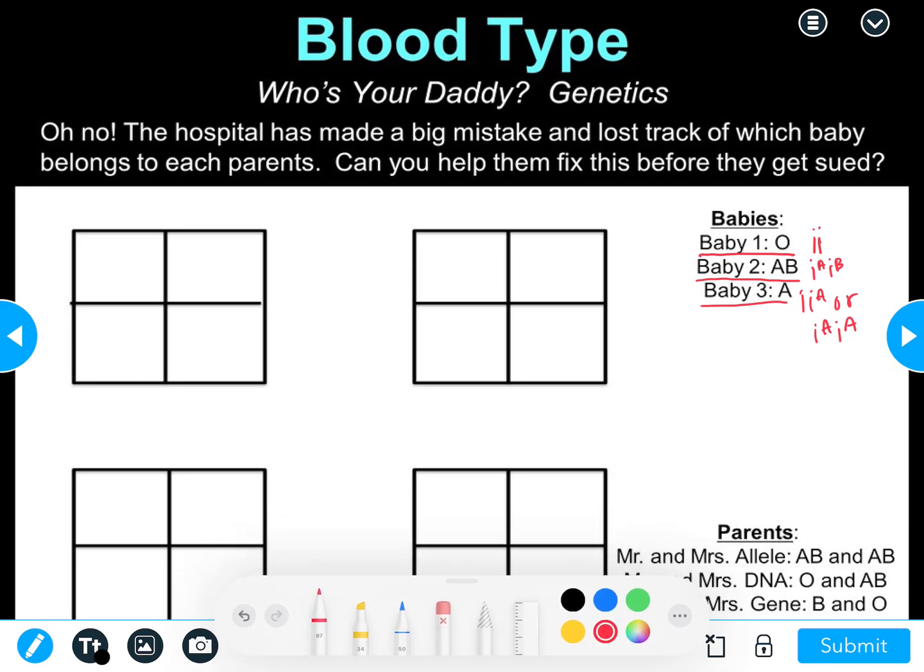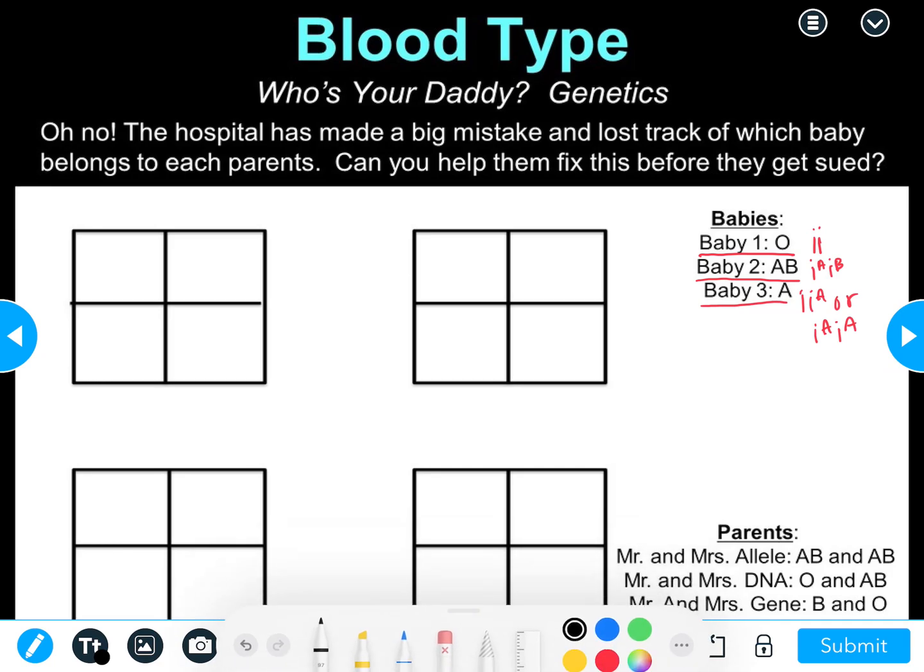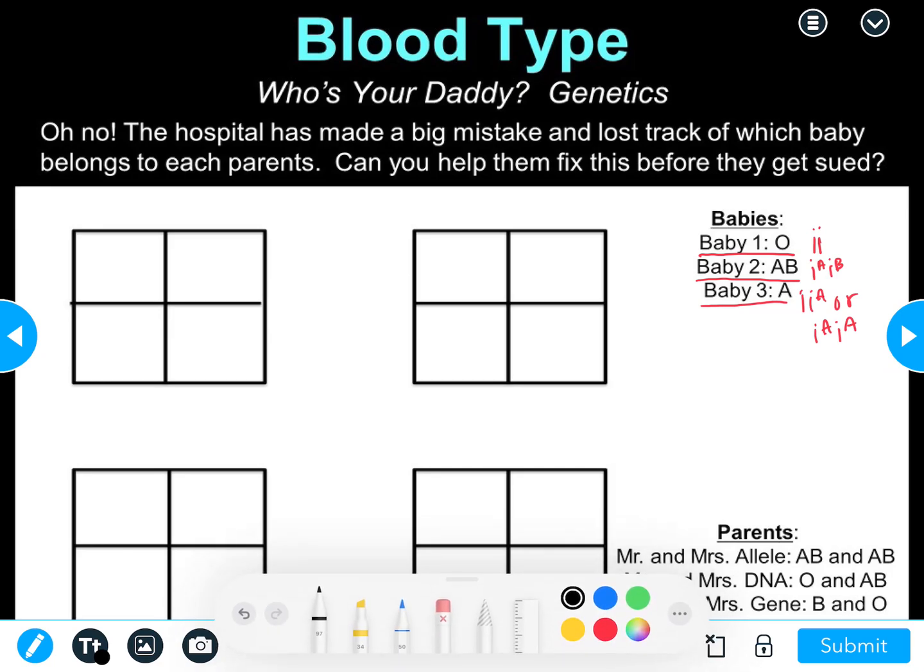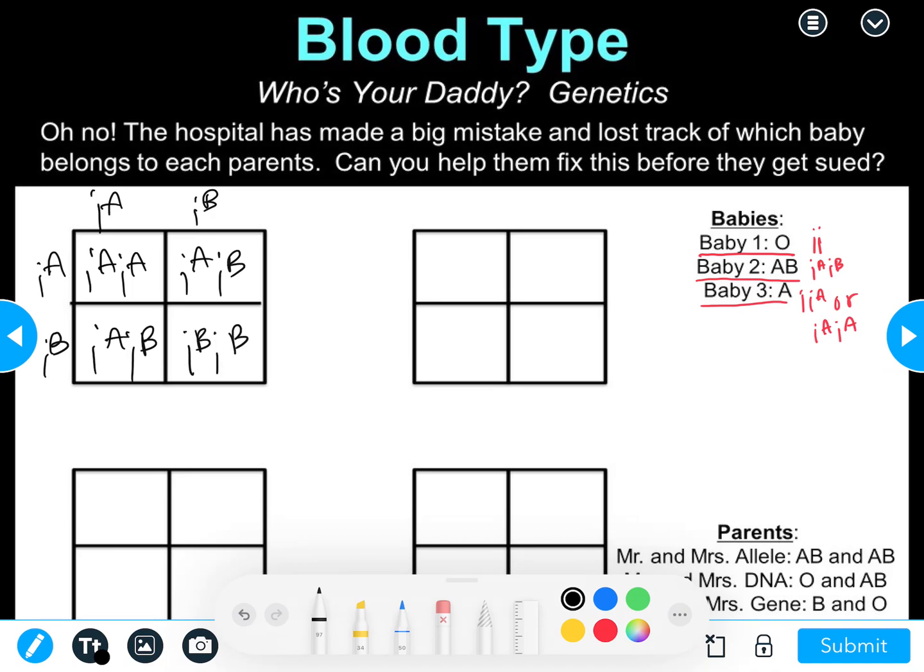So we're going to try it out. First we have these parents. We have Mr. and Miss Allele, and they are A, B. Oh, I'm forgetting my I's. So we have IA times IB, IA times IB. So we've got these possible blood types there.